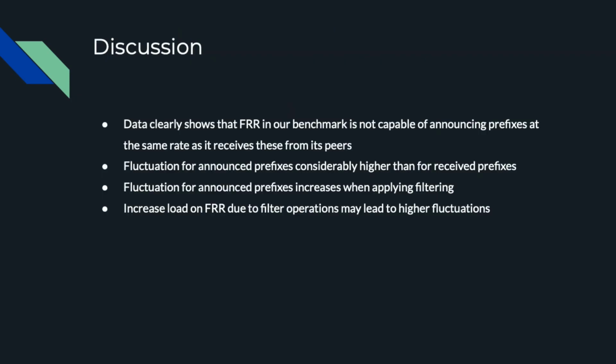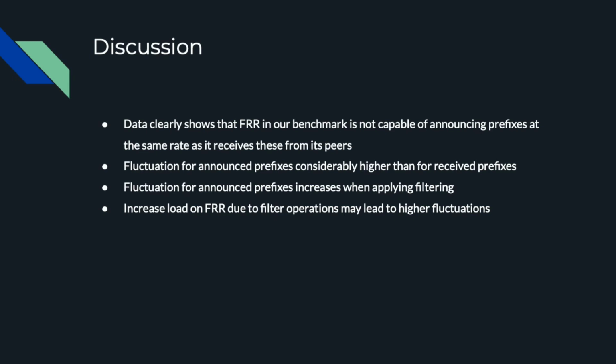Now to the discussion. The data presented clearly shows that our root server running FRRouting is not capable of announcing prefixes at the same rate as it receives these prefixes from its peers. The number of prefixes the root server announces within 180 seconds is consistently several magnitudes less than the number of prefixes it has received from the peers as well as installed in its routing tables.